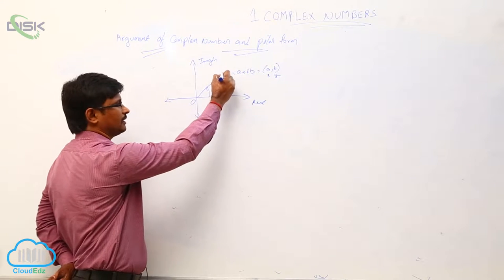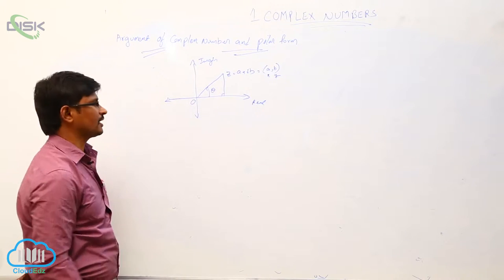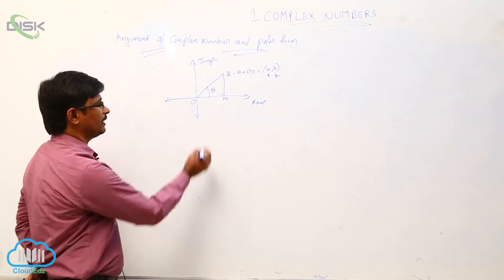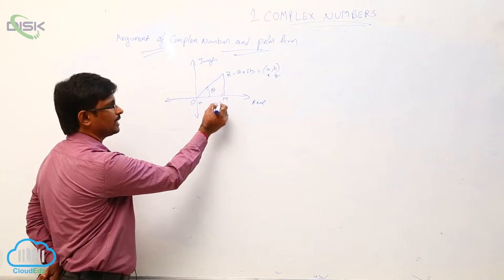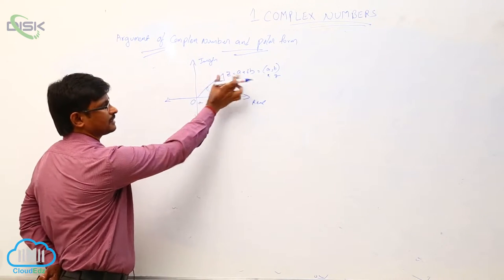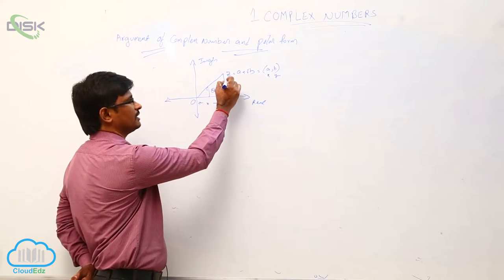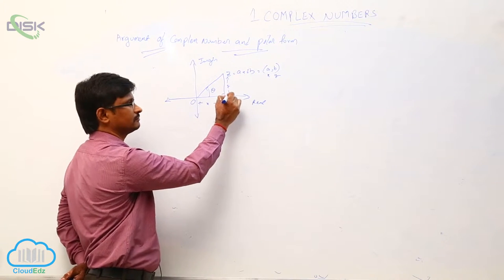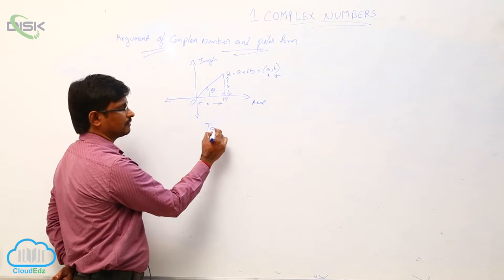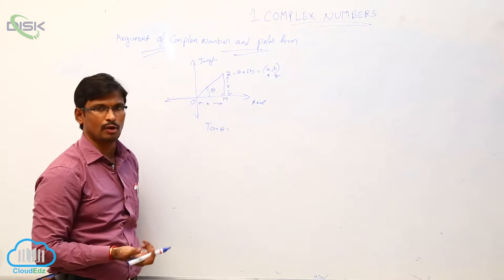Now from z to the real axis, draw one perpendicular and let the foot be M. What is the value of OM? Z is a comma b, so this is the x value. And what is the value of this one? It is y, right? Now consider the right angle triangle OMZ.